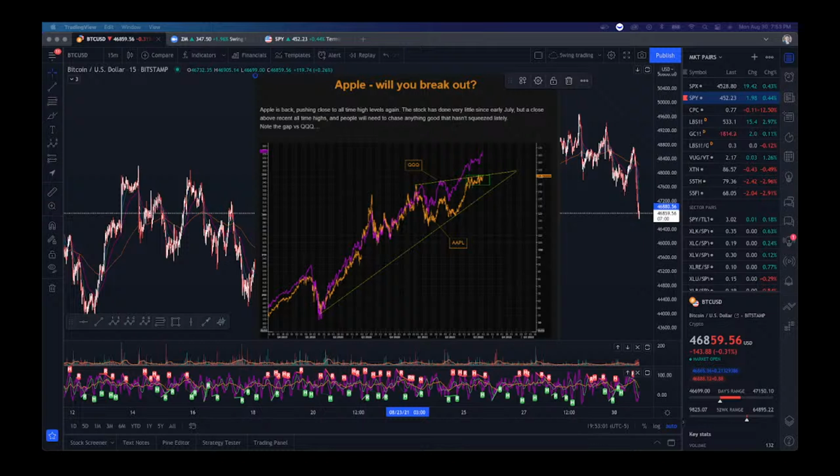He sent me another one. So the question was, will Apple break out? I'm sure it'll break out. And technically, you could take this as a bull flag with a false breakout here, and it's technically already broken out. It's consolidating halfway up on the flag, and it's going to continue up to 165, 170. But I don't like to speculate.